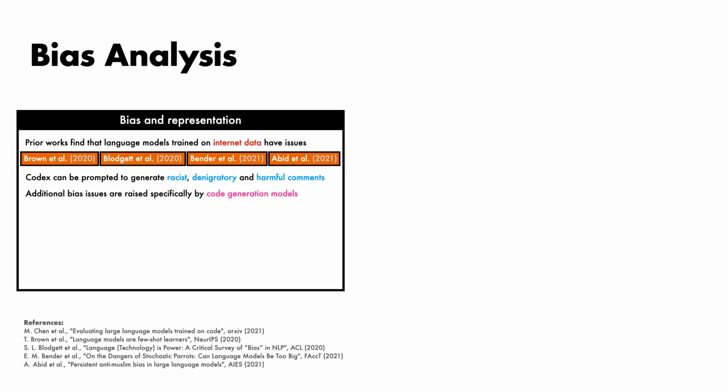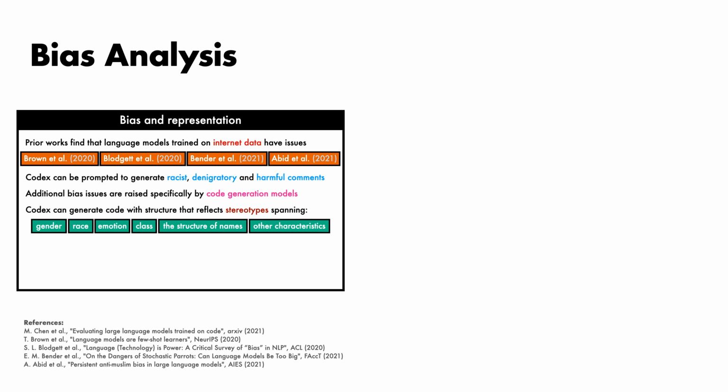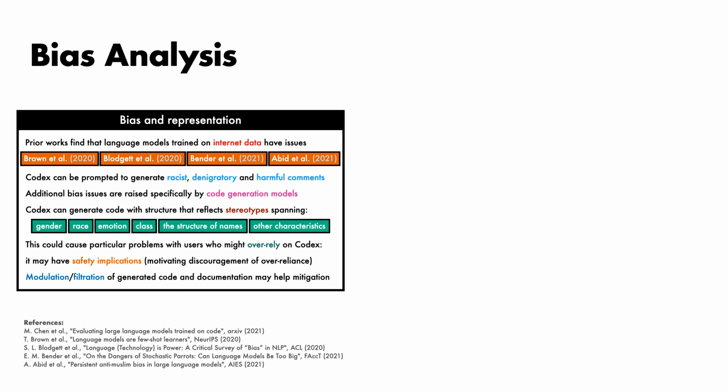In particular, Codex can generate code with structure that reflects stereotypes that span gender, race, emotion, class, and the structure of names, as well as a variety of other characteristics. This issue could cause particular problems with users who might over-rely on Codex, where it may have safety implications, adding further motivation to discourage over-reliance. As possible mitigation measures, modulation and filtration of generated code and documentation may be useful.